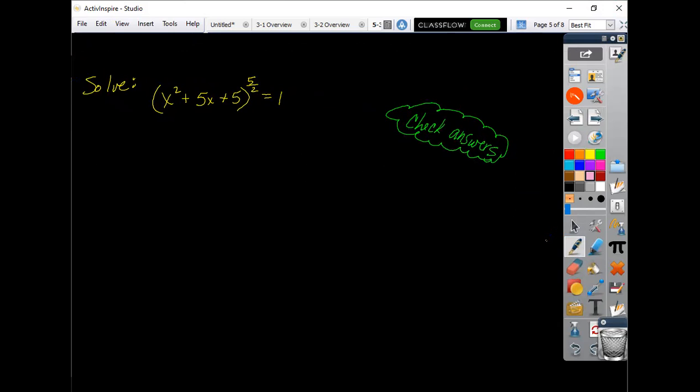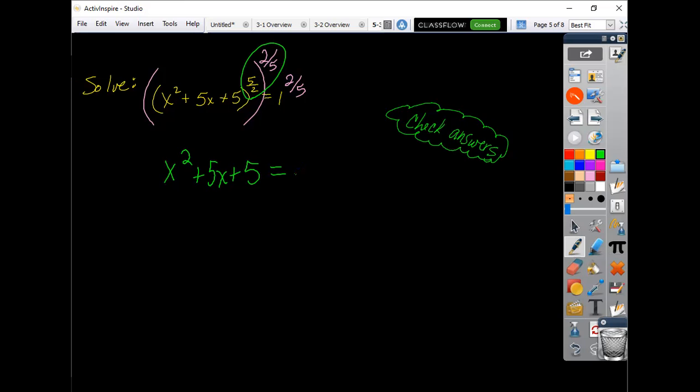So the 5/2 power, let's try to get that into a power of 1. Remember, powers to powers multiply. And so 5/2 times its reciprocal, 2/5, would equal 1. So I'm raising both sides to the 2/5 because 5 times 2 is 10, 2 times 5 is 10. That would just leave me with the x squared plus 5x plus 5 to the first.